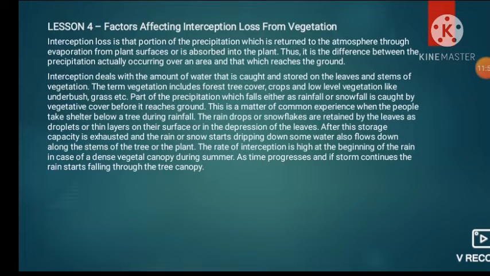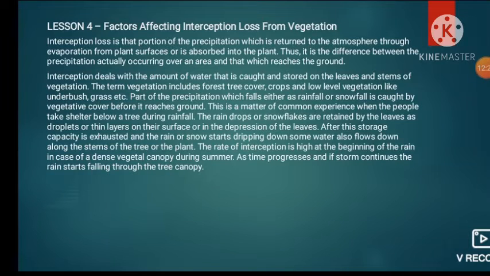Interception deals with the amount of water that is caught and stored on the leaves and stems of vegetation. The term vegetation includes forest tree cover, crops, and low-level vegetation like underbrush, grass, etc. Part of the precipitation, which falls either as rainfall or snowfall, is caught by vegetative cover before it reaches the ground. This is a matter of common experience when people take shelter below a tree during rainfall.